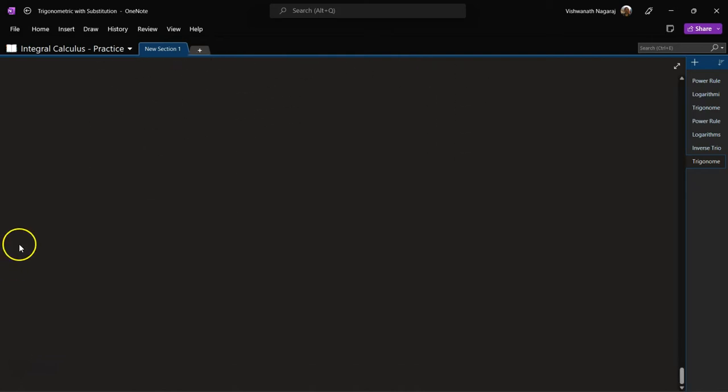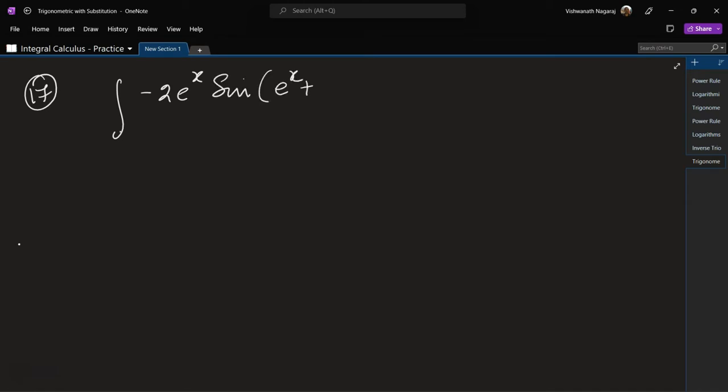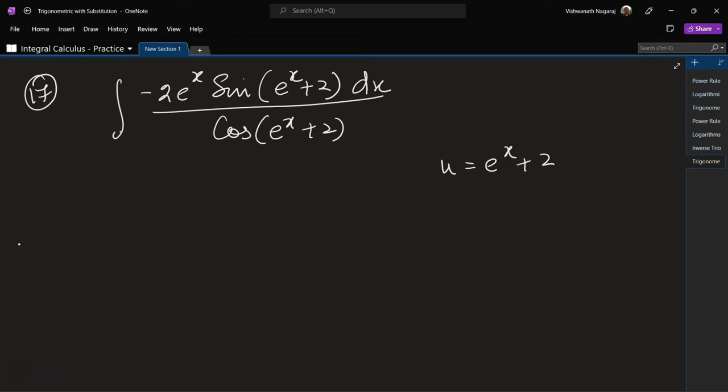Okay, 17th one. Integral of minus 2 e to the power of x sine of e to the power of x plus 2 dx divided by cos of e to the power of x plus 2. So let u be equal to e to the power of x plus 2. du would be e to the power of x times 1, so e to the power of x dx. Now we can take minus 2 out. So we have e to the power of x dx, which is nothing but du.